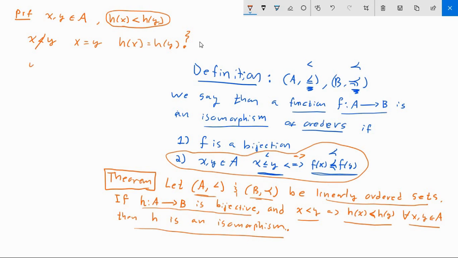Or it's the case that y is strictly less than x. But by assumption, we're assuming that h preserves the order relation in the forwards direction. That is, this implies that h of y is strictly less than h of x in B. But again, this contradicts our assumption that h of x is strictly less than h of y. Therefore, we find it must be the case that our assumption that x was not strictly less than y to be erroneous. That is, x is less than y, and the theorem is proved.